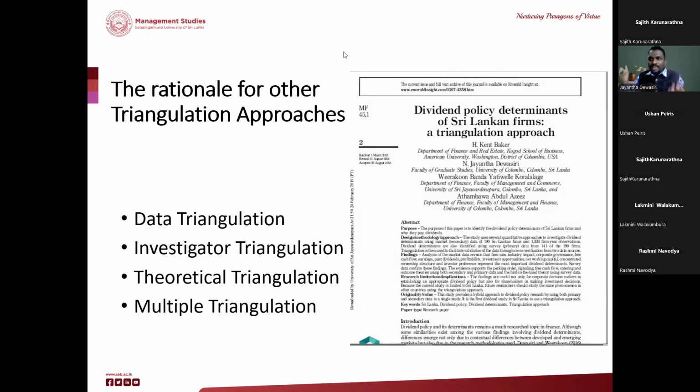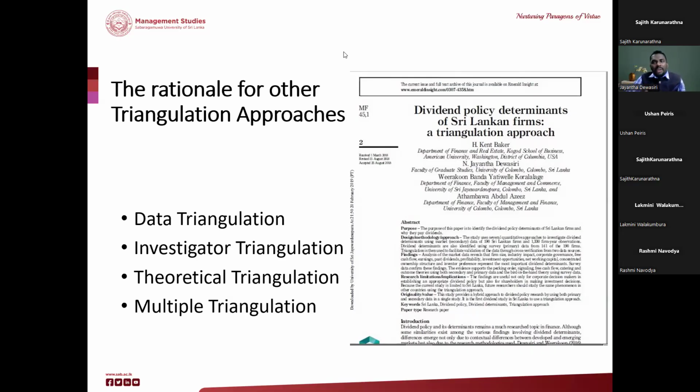So the assumptions are different when you are proceeding with theoretical triangulation. The theories which you are triangulating should have the same set of assumptions. Otherwise, it will be a poor theoretical triangulation.